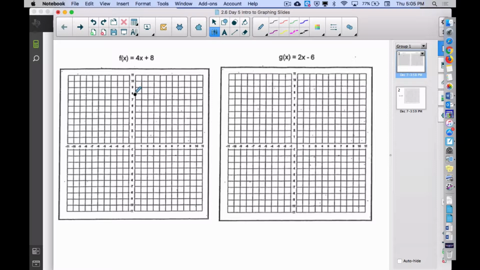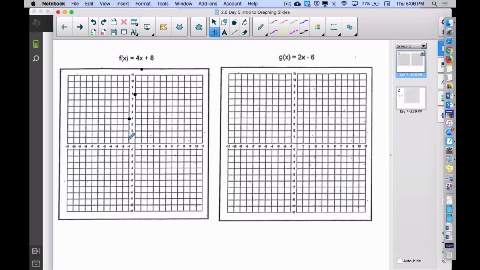So now this one, if we try to go up 2, 3, 4 over 1, we're already kind of off the graph. So we're going to have to go the other direction. We'd have to go down 1, 2, 3, 4, and then over. And I want you to do more than just a couple in this case. I want you to get detailed points as much as you can.